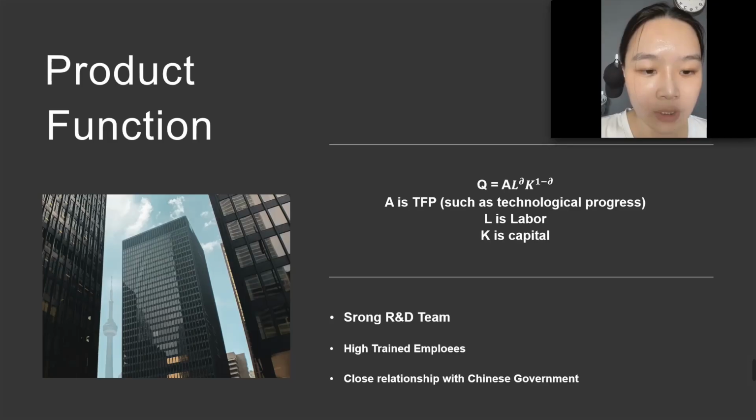As for other factors, labor and capital are also necessary. Huawei has a very strong team of research and development. Besides, because of the support from the Chinese government, Huawei is adequately resourced for innovation and sustainable development. And this is the production function of the smartphone.